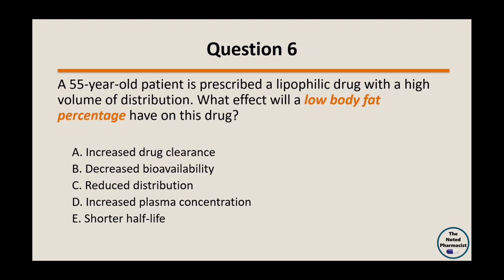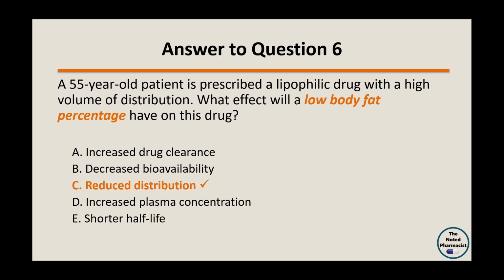Question 6. A 55-year-old patient is prescribed a lipophilic drug with a high volume of distribution. What effect will a low body fat percentage have on this drug? Option A, increased drug clearance. Option B, decreased bioavailability. Option C, reduced distribution. Option D, increased plasma concentration. Option E, shorter half-life. The correct answer is option C, reduced distribution.